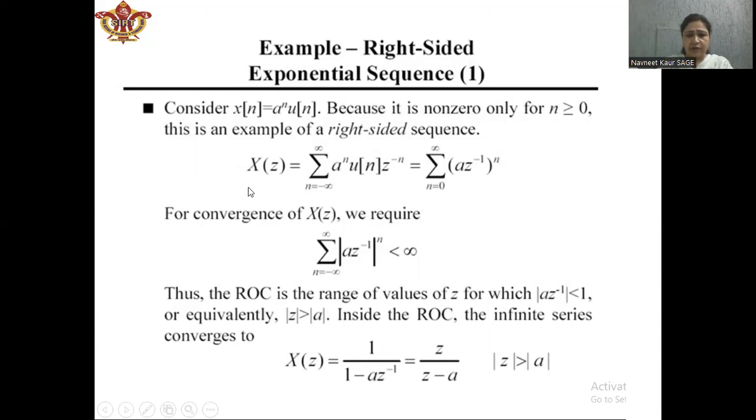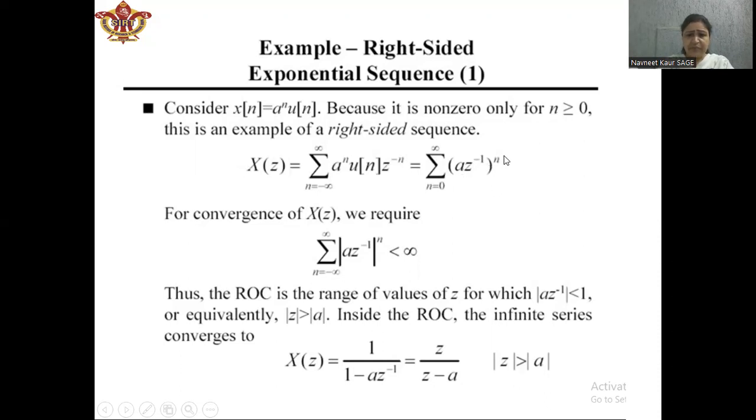Now, if I want to calculate the Z transform of this given sequence, I'll take the formula of Z transform: summation n equal to minus infinity to infinity, a raised to power n u[n], which is the given signal, and z raised to power minus n. Since u[n] is there, my limit will change from n equal to 0 to infinity. And the value of u[n] in this range is 1, so I'll write 1 in case of u[n]. Now I'll be left with a raised to power n and z raised to power minus n, so I'll take (a z inverse) raised to power n.